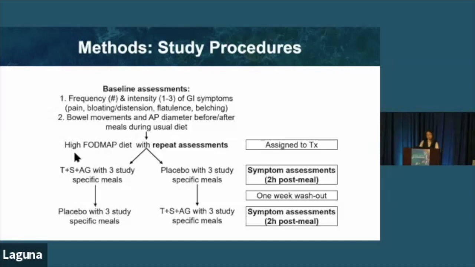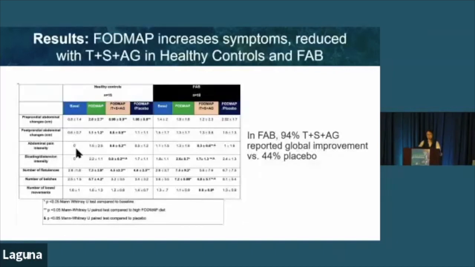and repeated these assessments. And then they assigned patients randomly to treatment with either active therapy or placebo that was to be taken with the first bites of 3 study-specific meals. And they assessed symptoms postprandially about 2 hours after meal intake. And then they underwent a 1 week washout period, and participants crossed over to the alternate arm, and GI symptoms and abdominal perimeter were again assessed. So this is the figure that summarizes the overall findings of the study.